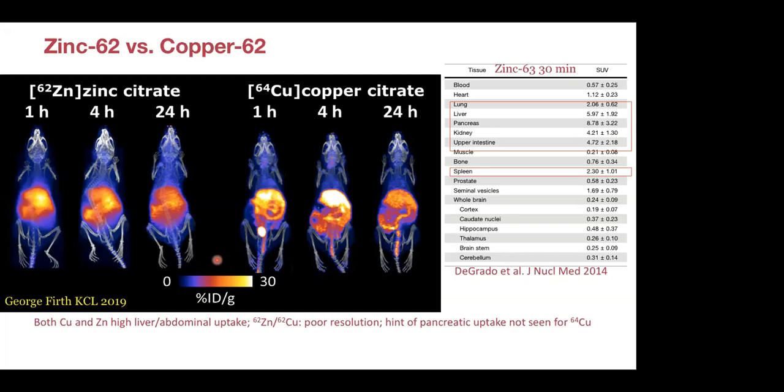The one on the left has got very poor resolution compared to the copper 64 because the positrons emitted by the copper 62 have a much higher energy and they travel further before they are annihilated. There's also a hint in the images on the left of pancreatic uptake. And this is confirmed in the preclinical studies from DeGrado and co-workers, who also saw a high activity in the pancreas, even higher than in the liver. And that is not shown in the copper images.